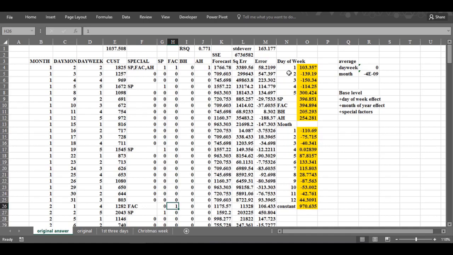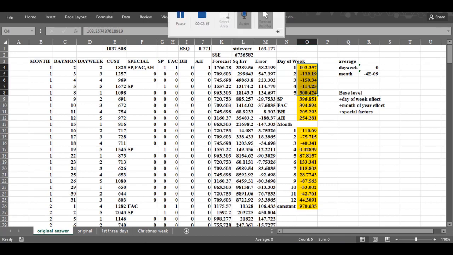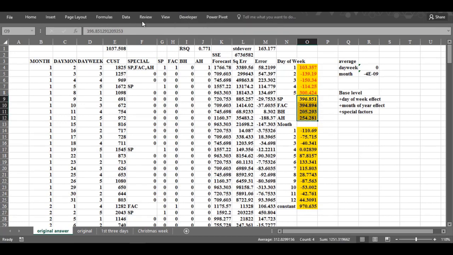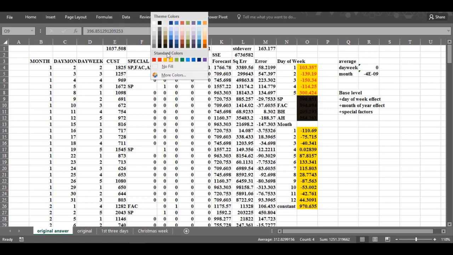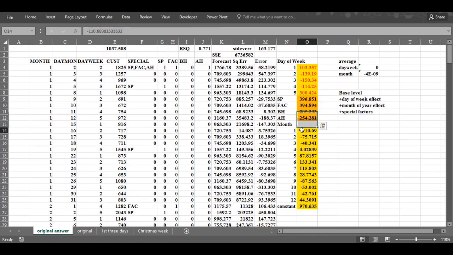So we don't know what those are, but we can basically just start with them as changing cells in Solver, put anything in. This is not the right answer, but we'll change it before we run the Solver. So basically, these cells here would be the day of the week effect. These cells here are the special factors. These cells here are for the month of the year.